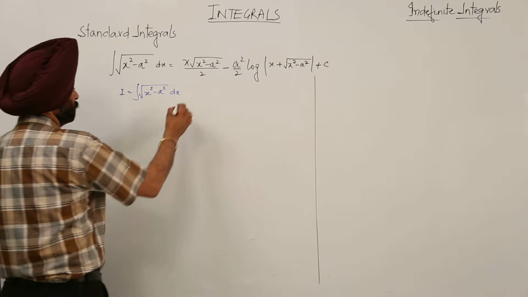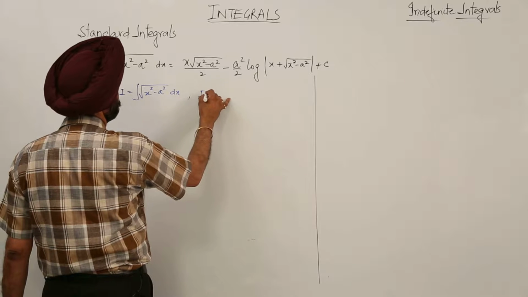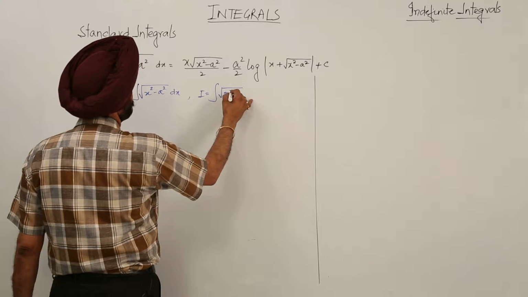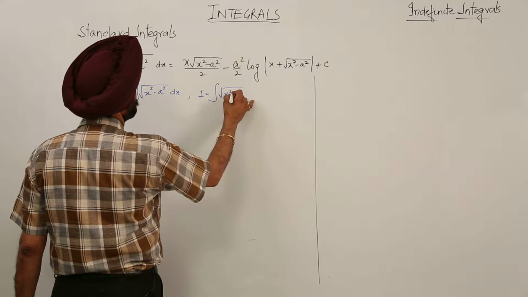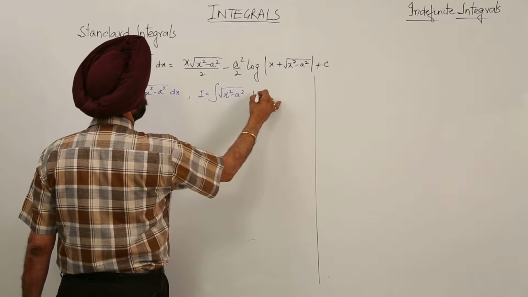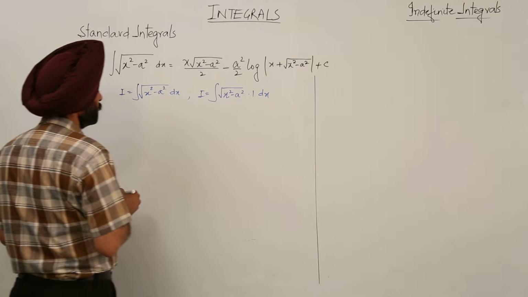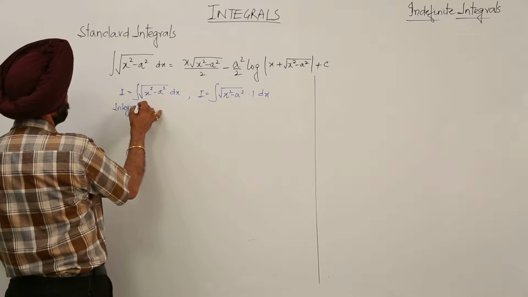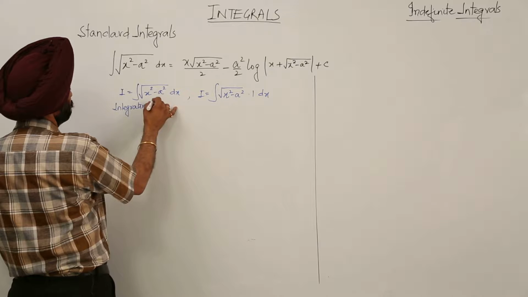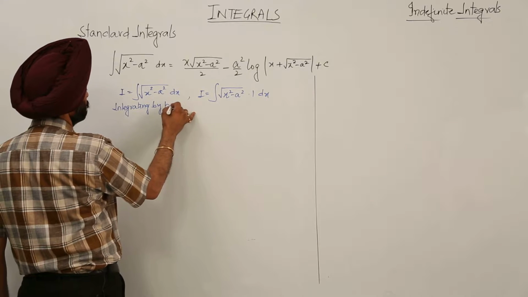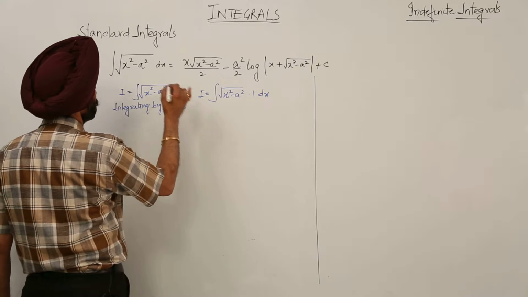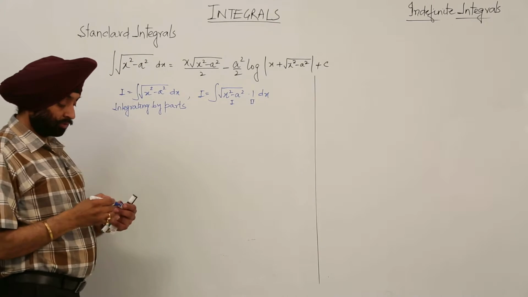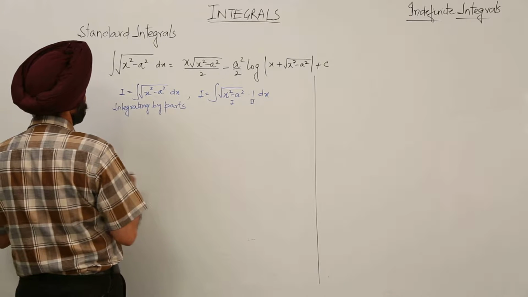Okay, so now we can write this as integration of square root of x square minus a square with 1 with dx. Now integrating by parts, taking square root of x square minus a square as the first function, and 1 as the second function.